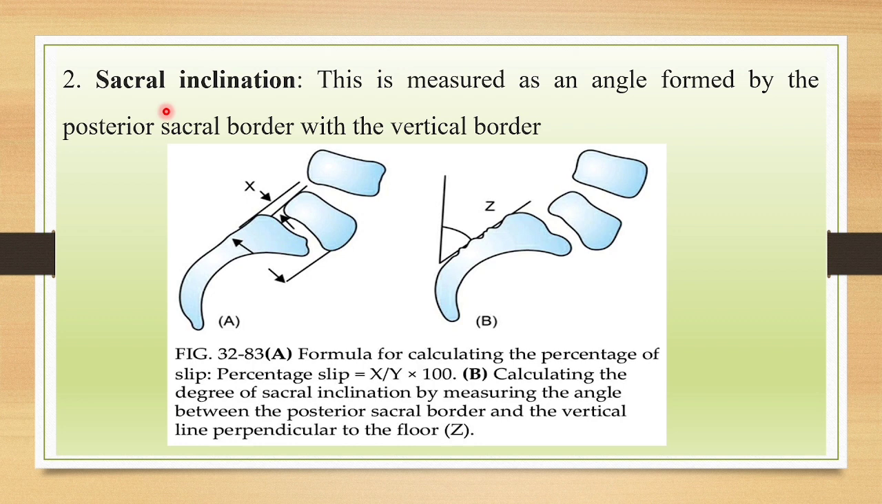So the next investigative finding is your sacral inclination. This is measured as an angle formed by the posterior sacral border with the vertical border. This is how we will be finding the percentage of slippage, and by calculating the degree of sacral inclination by measuring the angle between the posterior sacral border and the vertical line perpendicular to the floor. So this is how you will be measuring the sacral inclination and the percentage of slippage.